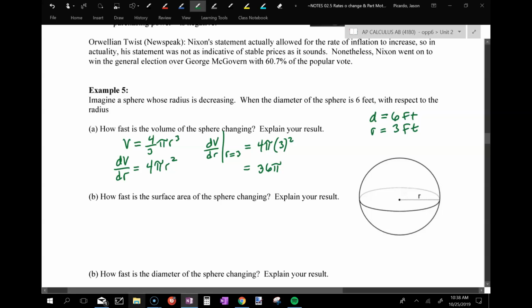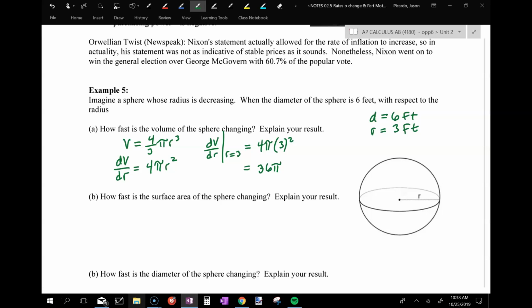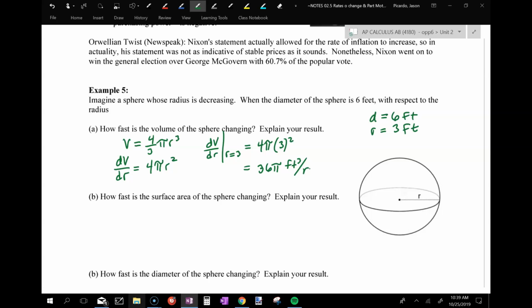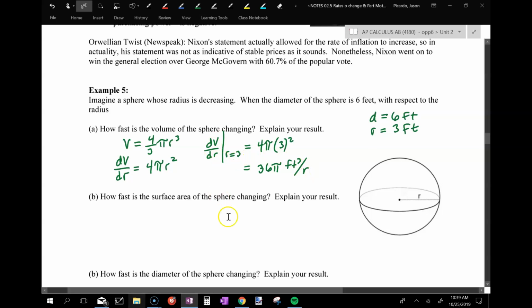What am I actually analyzing? I'm analyzing volume, right? So what's the unit? Feet cubed per what? What's the input value? Per radius, yeah. So at that moment, guys, that's how fast the volume of the sphere is changing, right? Questions there? Okay.